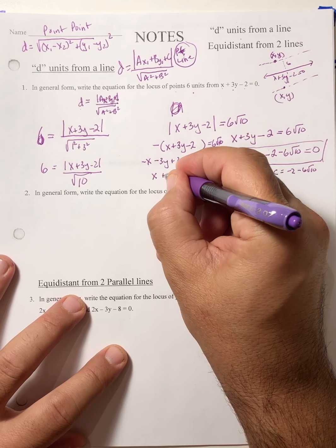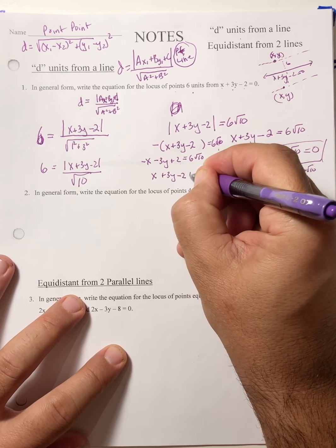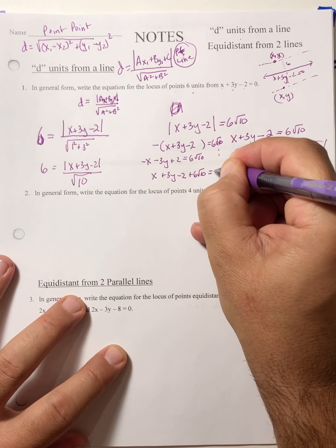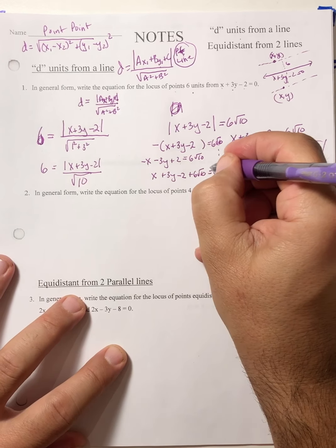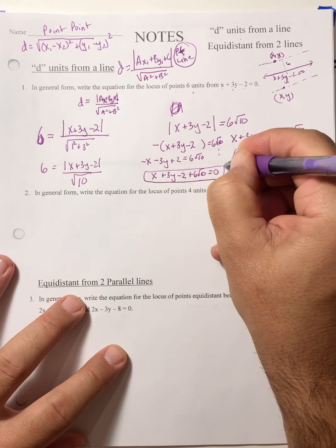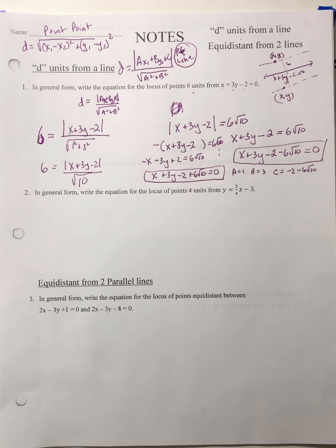X plus 3y minus 2 plus 6 radical 10 equals 0. There. We're done.